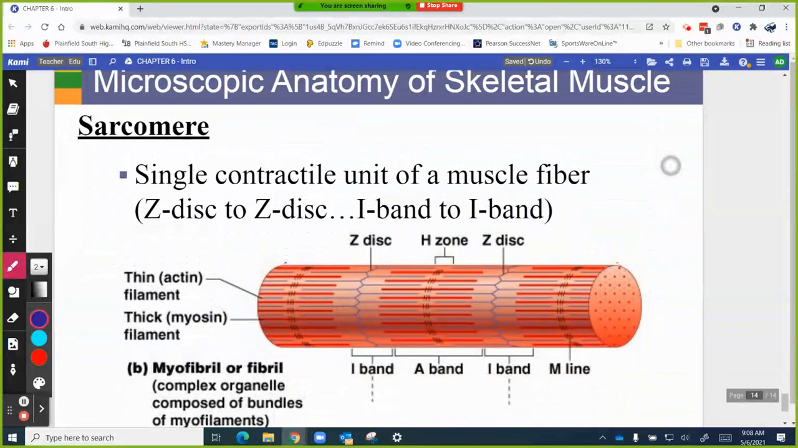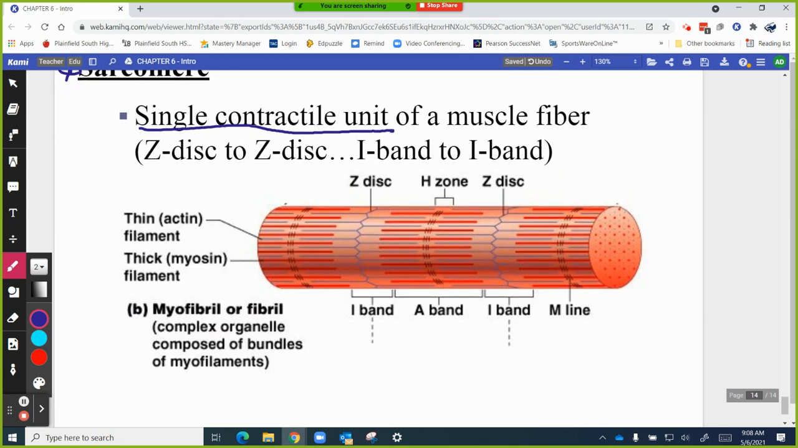And then the entire segment that we normally talk about as part of a muscle fiber is the sarcomere. This is the single contractile unit inside of a muscle fiber. It's usually defined as Z disc to Z disc, or I band to I band. So, Z line to Z line. This right here that zigzags back and forth is what they call the Z line. This would be that contractile unit we're talking about.